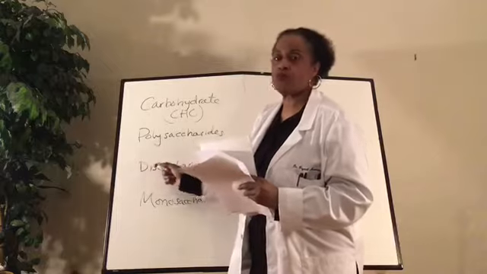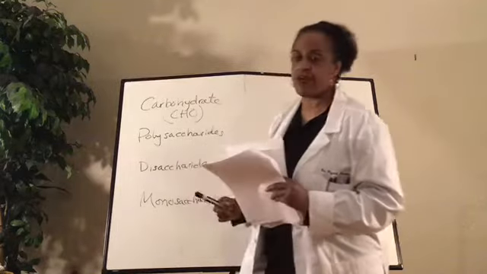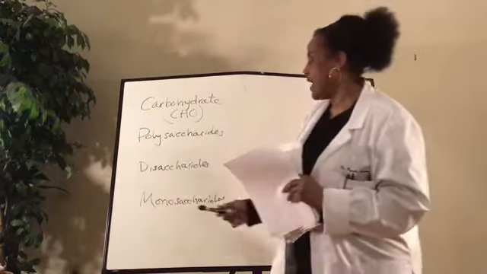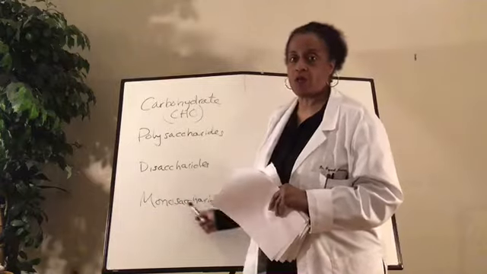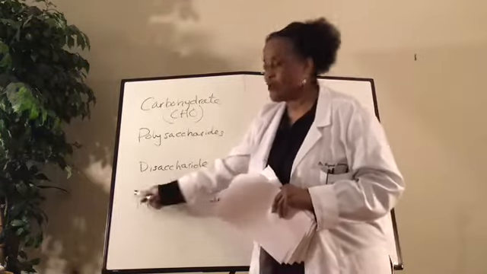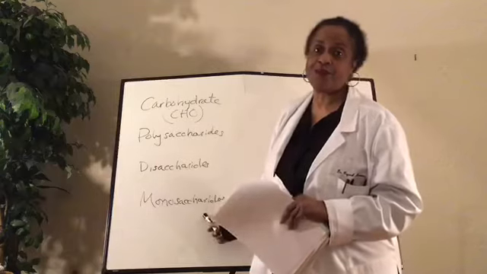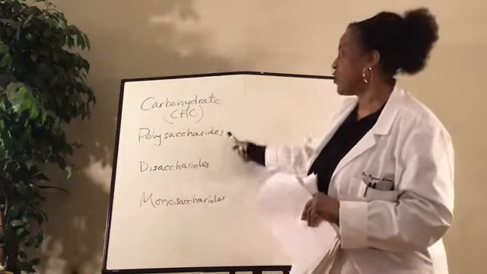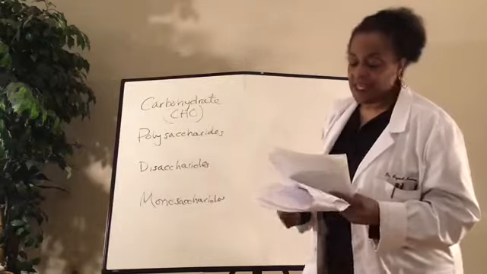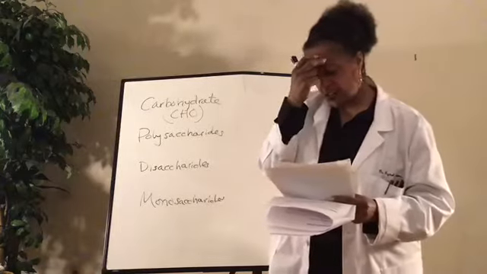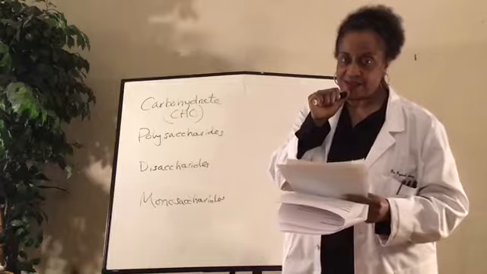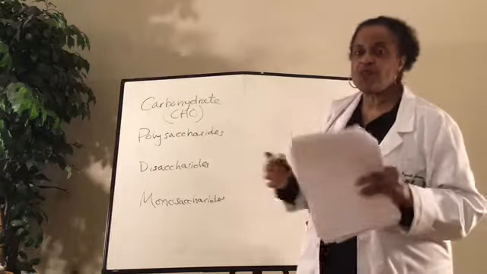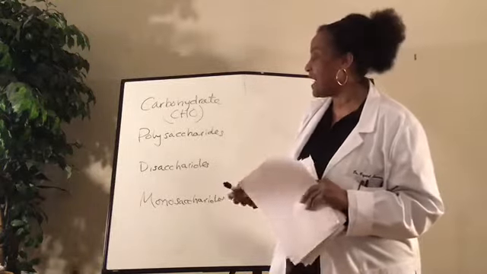Disaccharides are two sugars, two saccharides, right? And then mono will be one saccharide. This is the one we're really concerned with because this is the one we can digest, monosaccharides. But let's go through them. So a polysaccharide would be starch or glycogen, right? That's going to be too big for us to really utilize.